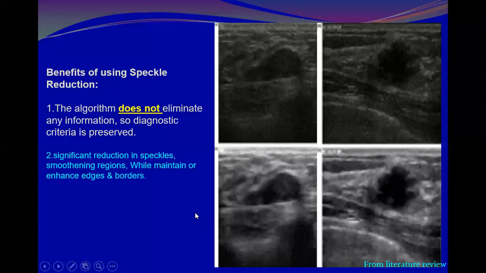In this image, this is with speckles and this is using the speckle reduction technique. Again, look at the image here, how noisy and grainy it is with the speckles, and when the speckles are removed with speckle reduction, look how the image looks. So speckle reduction does not eliminate any information. Diagnostic criteria are preserved, unlike in spatial compounding. It results in significant reduction in speckles and smoothing of the region while maintaining or enhancing the edge or border of a lesion. Do you have a question?